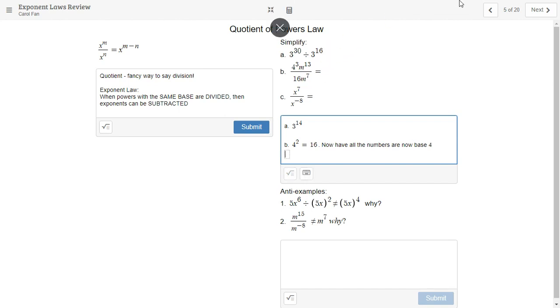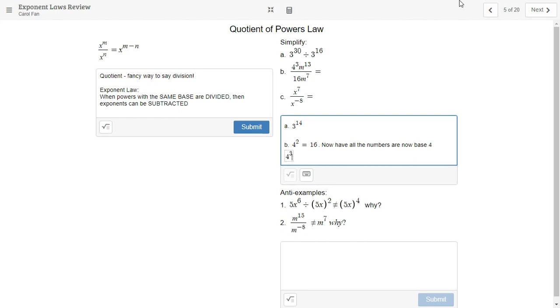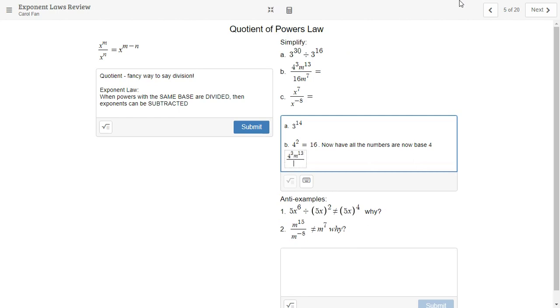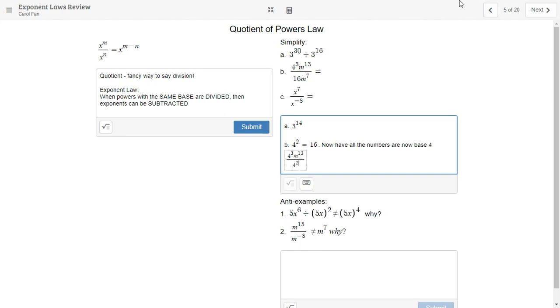So let me rewrite the question. 4 to the power of 3 m to the power of 13 divided by 4 to the power of 2 m to the power of 7. Let's apply our quotient rule to both the powers with base 4 and powers with base m. So I have 4 to the power of 1, and I'm not going to write the 1 because the 1 is an implied exponent, and m to the power of 6. I took 13 and I subtracted 7.